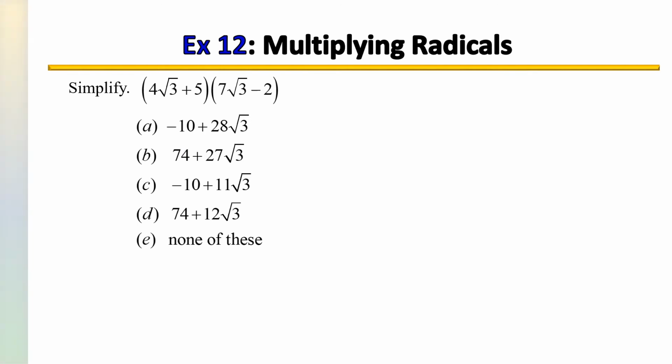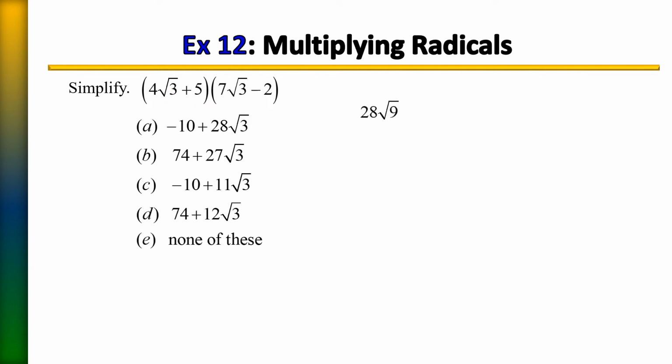In this example, we're going to multiply 2 binomials that contain radicals. Anytime you have 2 binomials, you're going to have to use FOIL. FOIL stands for first, outer, inner, last. So let's begin that process, starting with the first terms. Remember, when you're multiplying radicals, you multiply outside with the outside and inside terms with the inside. Inside means underneath the radical. So outside first, 4 times 7 is going to give me 28. That's going to be outside. And then for the radicals, square root of 3 times square root of 3. 3 times 3 is 9, so that's going to be 28 square root of 9 for my first.